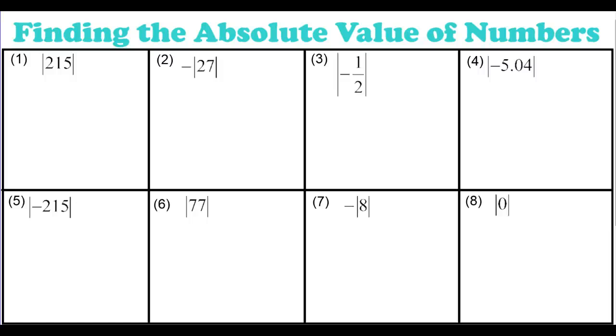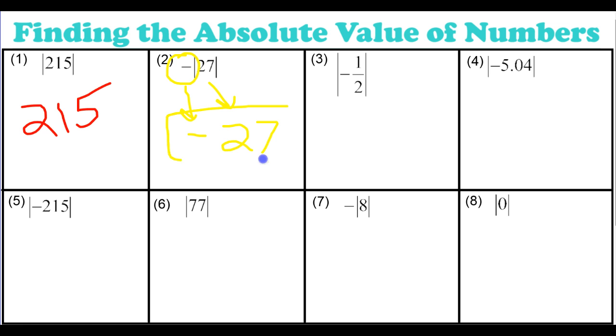So for number 1, we want to know how far 215 is from 0 on a number line. And for all positive numbers, the number itself gives us that distance. So it is 215. For number 2, we're going to recognize that the negative sign is actually outside the absolute value, so it's an opposite. The absolute value of 27 is 27, because it's a distance of 27 away from 0 on the number line. And we're asking for the opposite of that, so our answer is negative 27.